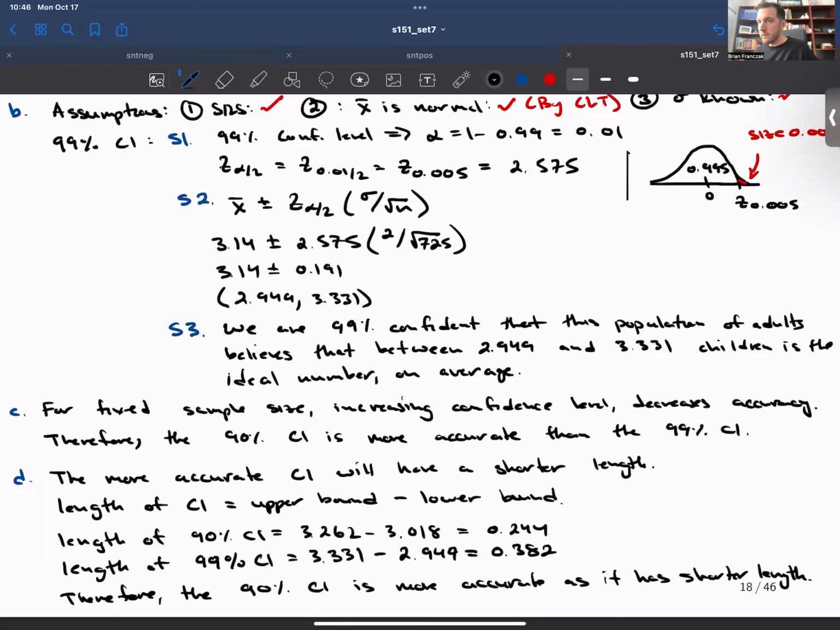We're asked to verify this result. So we compare the lengths of the 90% CI to the 99% CI. And we can see that the 99% CI is longer, therefore it is less accurate. The other way we can do this, which is more direct, is just to compare the margins of error directly. The interval with a larger margin of error is going to be less accurate than the interval with a shorter margin of error.